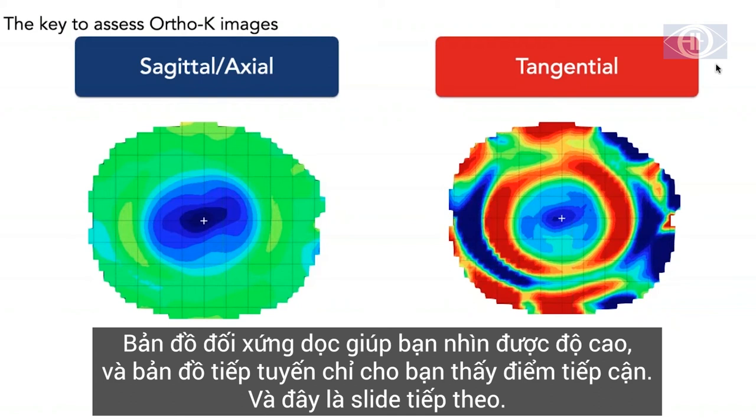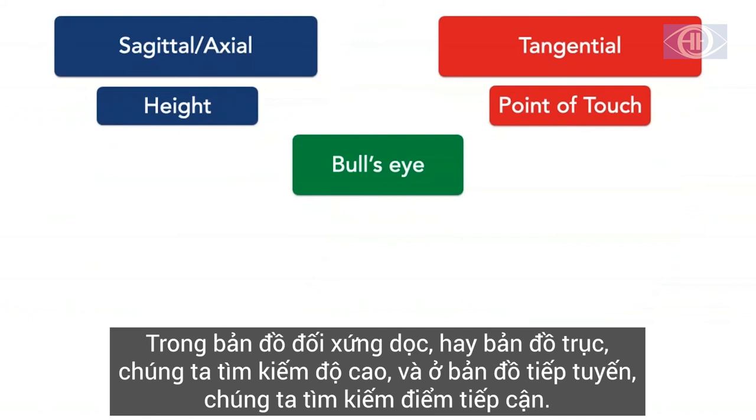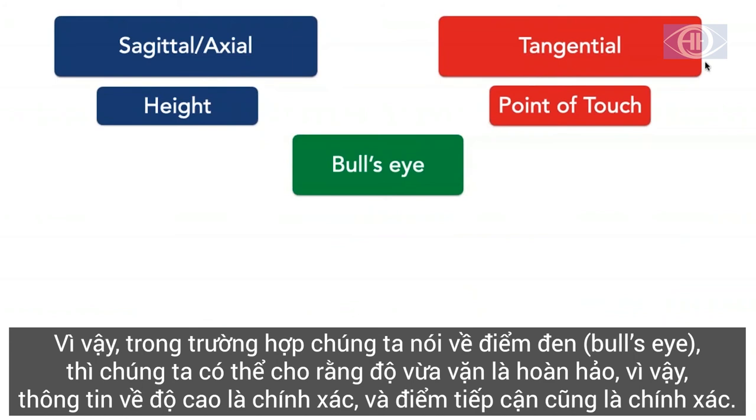And if we have that, then I have a next slide for you. In the sagittal and axial map, we are looking for the height, and in the tangential map, we're looking for the point of touch. So if we talk about a bullseye, as we discussed, then we say the fit is perfect. The fit is okay. The height is correct, and the point of touch is where it should be.